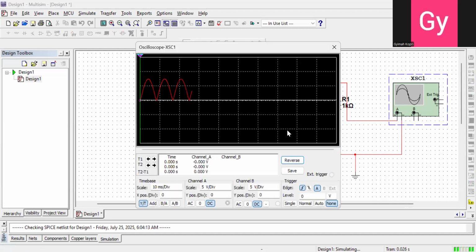When we simulate this, you see that the graph has changed. It tells you that this one is a full wave rectifier. That is what I want you to know for now. Okay, so that is it. Let me stop this video here, then we do another one later.